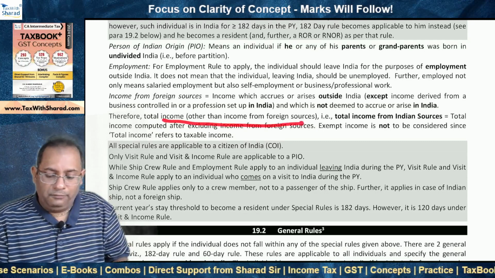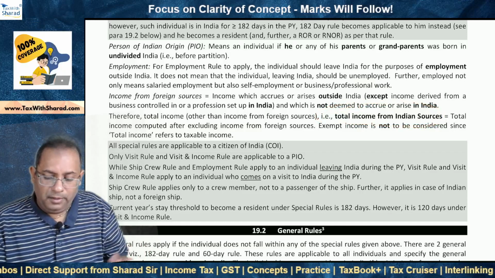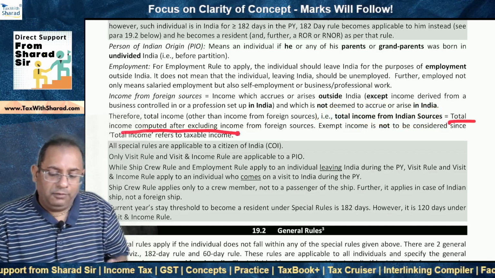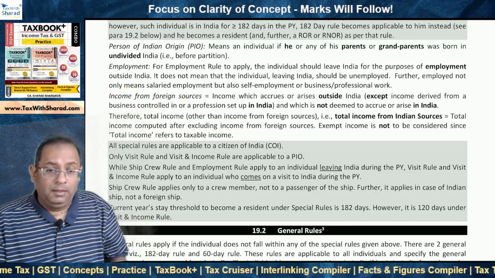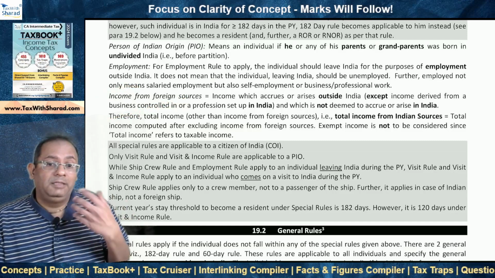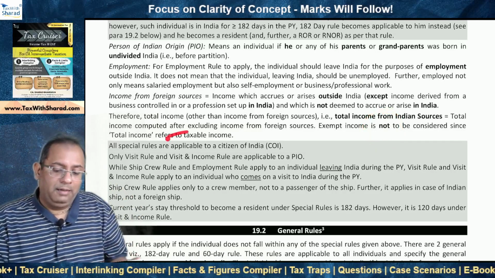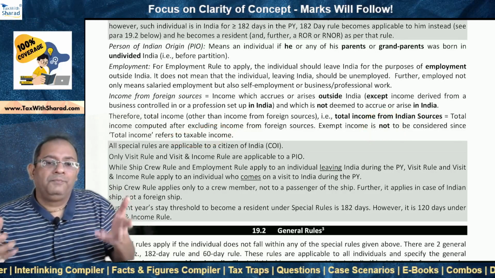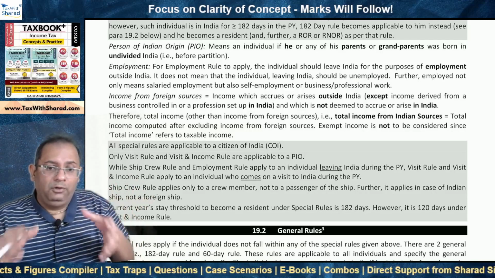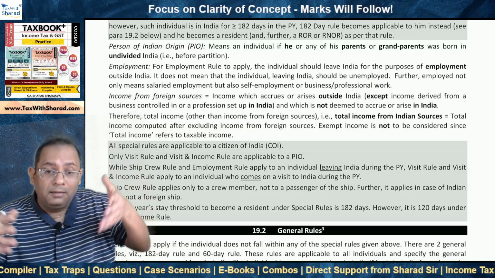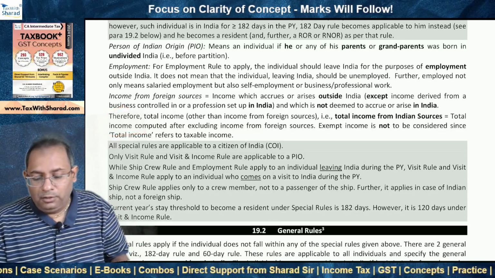Therefore, total income other than income from foreign sources can also be said as total income from Indian sources. It means total income computed after excluding income from foreign sources. And what is income from foreign sources? We just now saw. Sir, what about exempt income? If the income is exempt under section 10, for example, what will happen? So exempt income will not be considered, because total income refers to taxable income. Exempt income does not come within the scope of total income in the first place. It doesn't come within the purview of computing the total income. So therefore, total income other than income from foreign sources will not include exempt income.